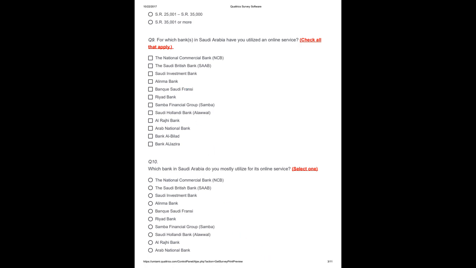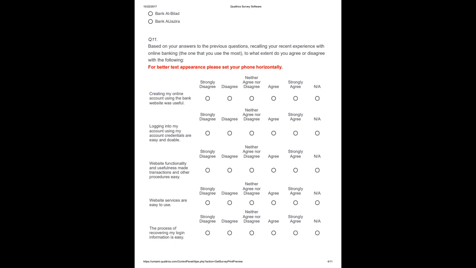This was a very important piece of information, or a very important question, to give you this perspective. Okay, based on your answers to the previous questions, recalling what we said, at what extent do you agree or disagree with the following? Here in the design, it's better to use the phone horizontally so that it shows up clearly. Of course, here it depends on the platform you are using.